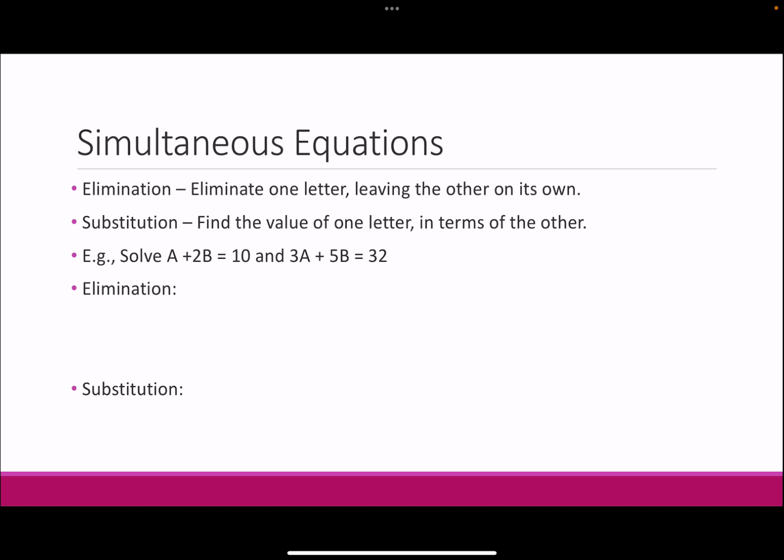So for example, let's look at elimination with this question here. a plus 2b equals 10, 3a plus 5b equals 32.